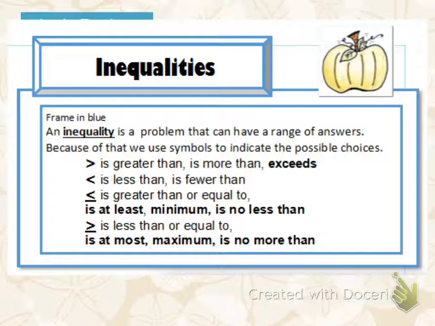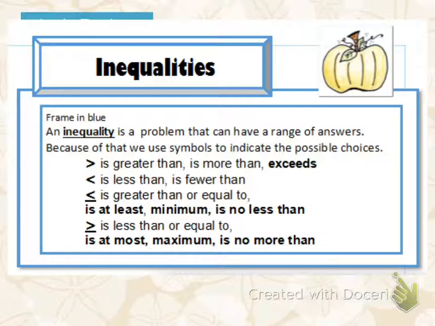It's about a question where there can be more than one answer, more than one correct answer. So we can't just say it equals this number. It could equal any of a number of numbers. And that's what an inequality is. So an inequality is a problem that can have a range of answers. Because of that, we're going to use these 4 symbols to indicate the possible choices.